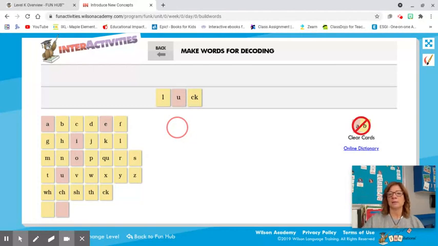Luck. Good. I hope you got that one. All right, let's do one more.